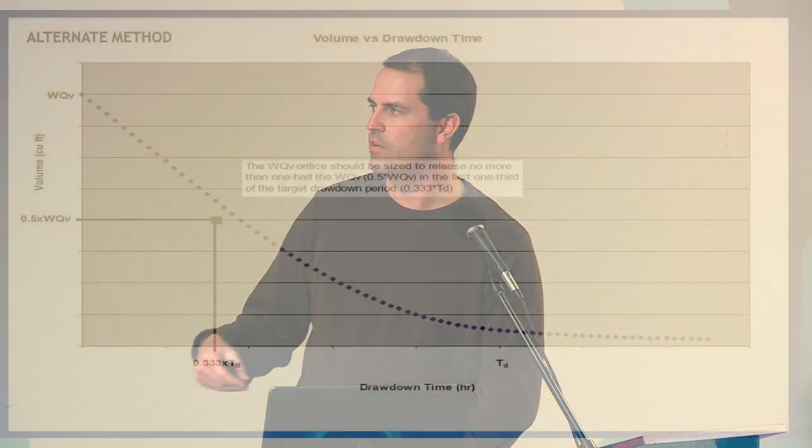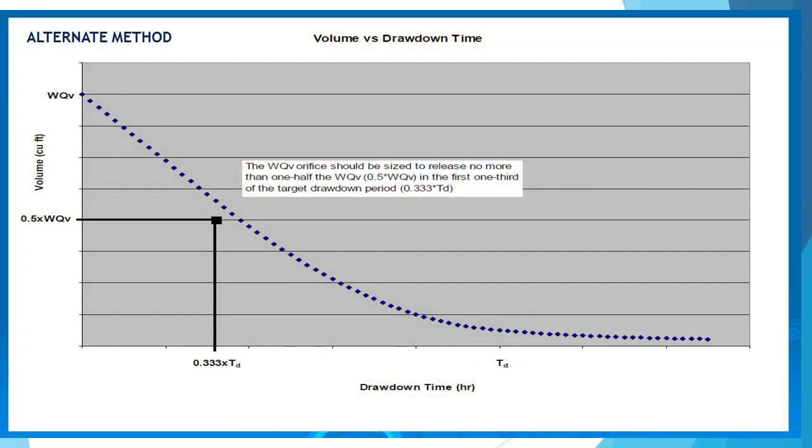So if you map this out with a drawdown curve from one of your programs that shows you the elevation in that basin, it should still be about half full. And if this line falls on this side of the curve, you need to redesign your basin. You need to tweak it a little bit. But if it's on this side of the curve, then you're okay. So that's just one other way of looking at it.